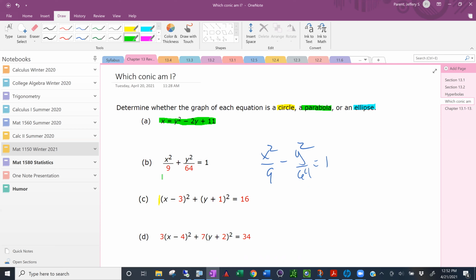Let's move down to the next one. x squared over 9 plus y squared over 64 equals 1. Well, it's not going to be a parabola anymore because you've got 2 squared terms. So what is it going to be then? An ellipse. Excellent. So that one's going to be an ellipse. I'll put that one in a matching blue here.